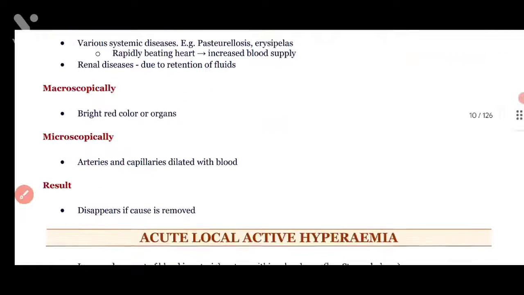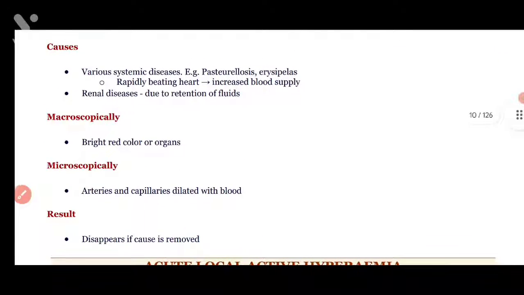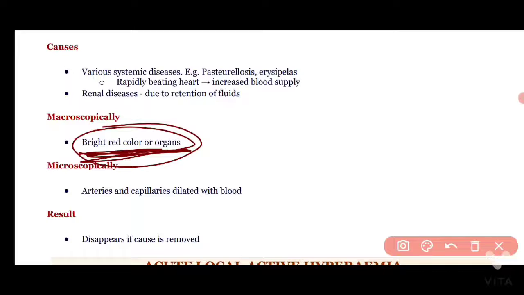Now, macroscopically, the affected part shows bright red color of the organs. This is because the blood which is present in the arteries is oxygenated blood. So the organ is having increased blood volume in the affected organ or the part of the organ. So it looks bright red macroscopically, and microscopically arteries and capillaries are dilated with blood.